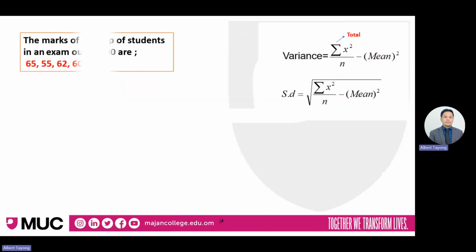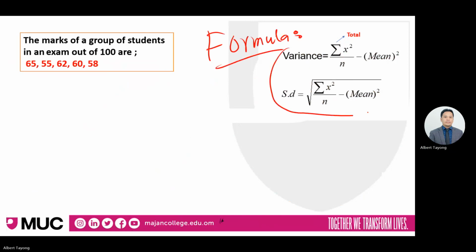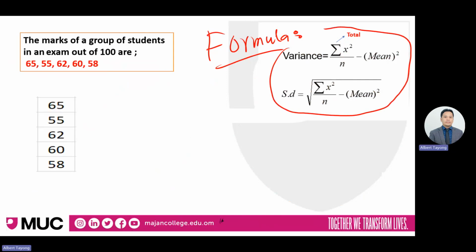Right, so for the first one, a while ago, we have 65, 55, 62, 60, and 58. A while ago, we solved this using the manual method. So now what we're going to do is to use the formula. The formula is given here on the right. As I said, the first step is to square our x. X here is every score or mark, because we talk about marks of students here.